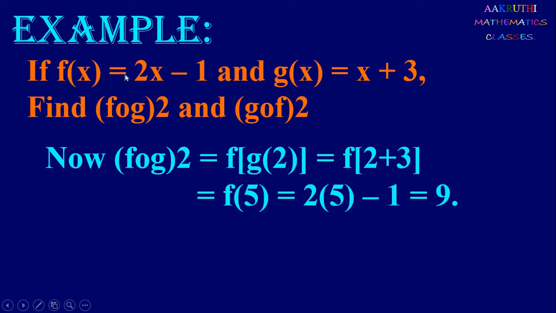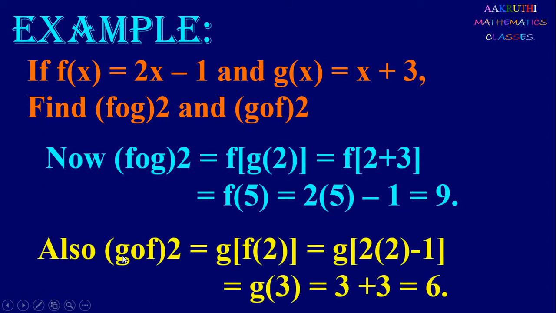Now here it is given f of x is 2x minus 1. So therefore f of 5 is 2 into 5 minus 1. So 2 into 5 is 10. 10 minus 1 is 9. Therefore f composite g of 2 is 9. So next we find g composite f of 2. So it is g of f of 2. Now first we find f of 2.